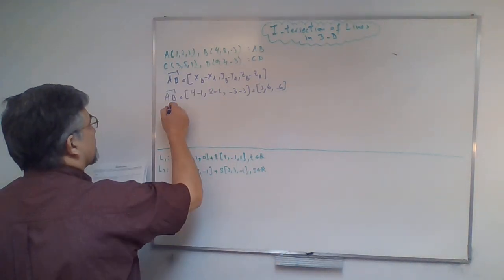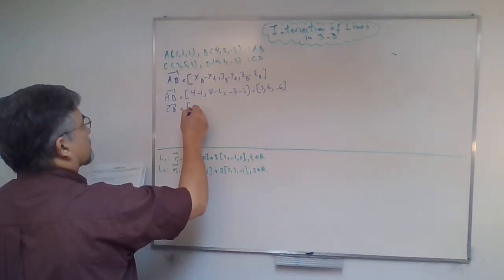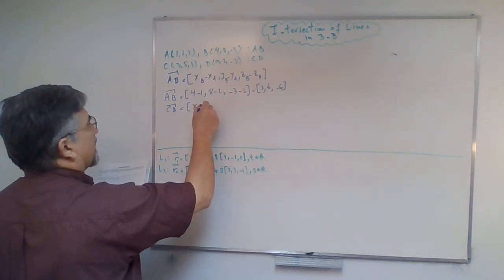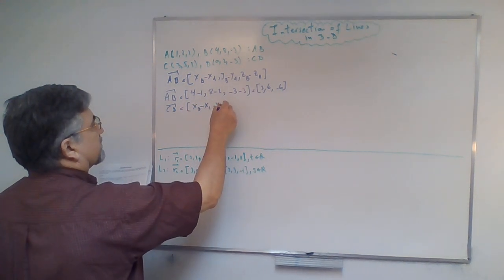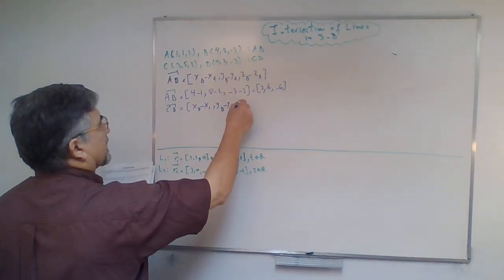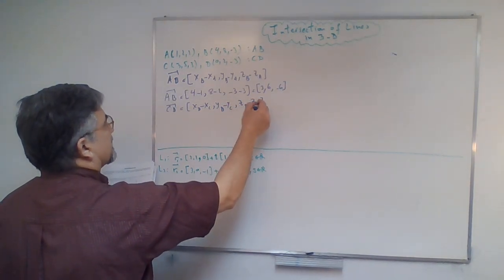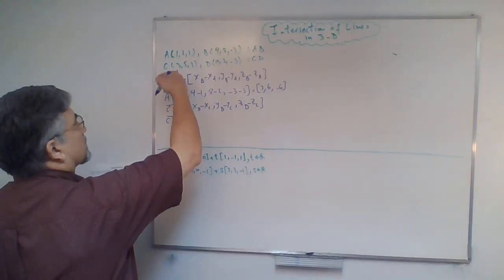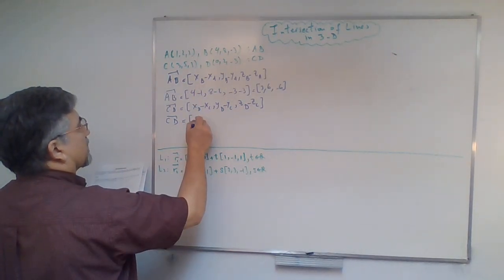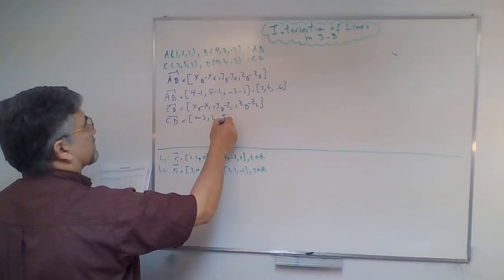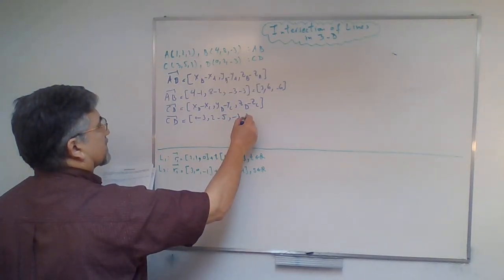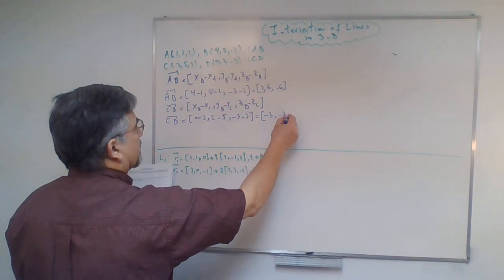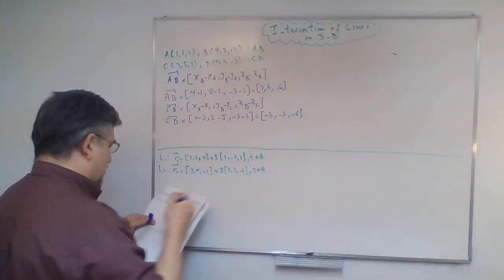Same thing for CD, okay? So I don't write the formula. It would be, okay, x of d minus x of c, y of d minus y of c, z of d minus z of c. So that would be 0 minus 3, 2 minus 5, negative 3 minus 3. It would be negative 3, negative 3, and negative 6, okay?